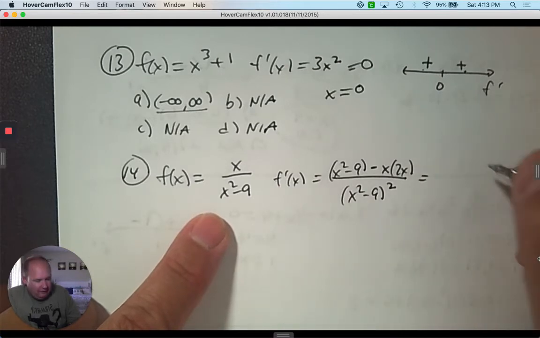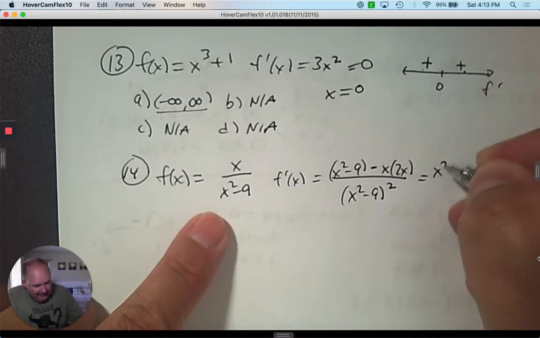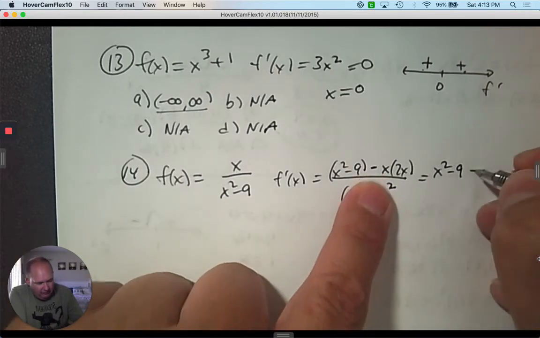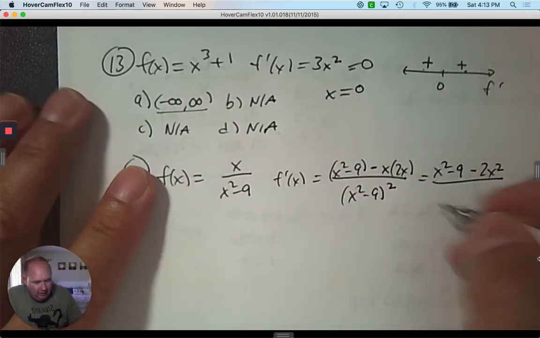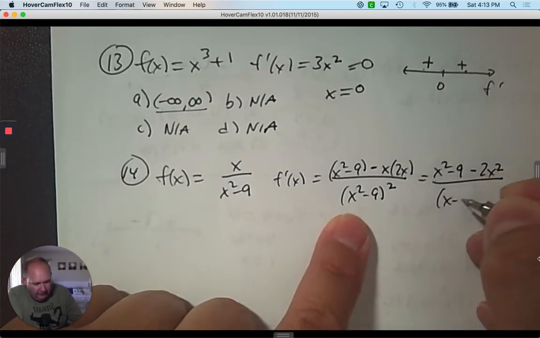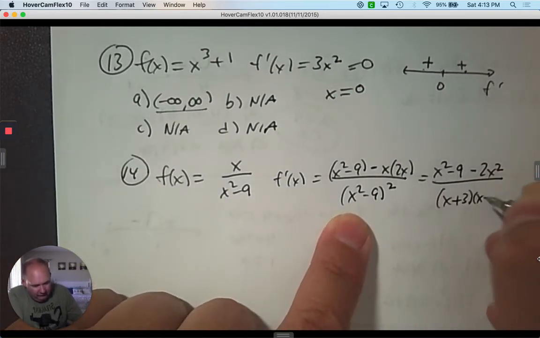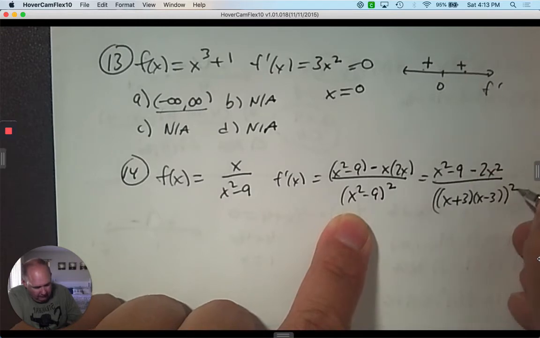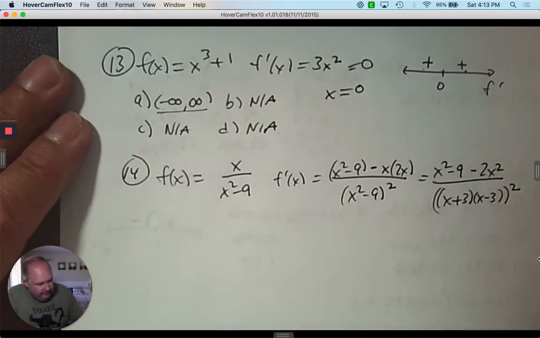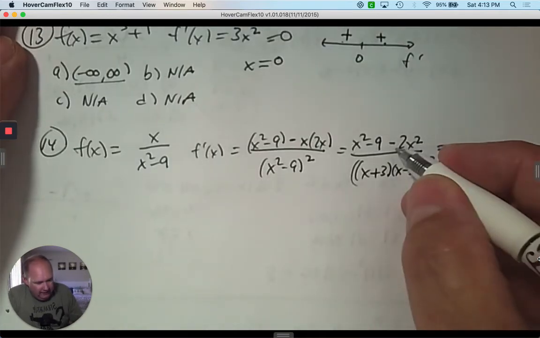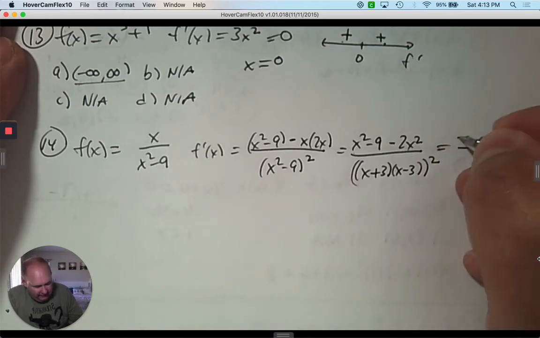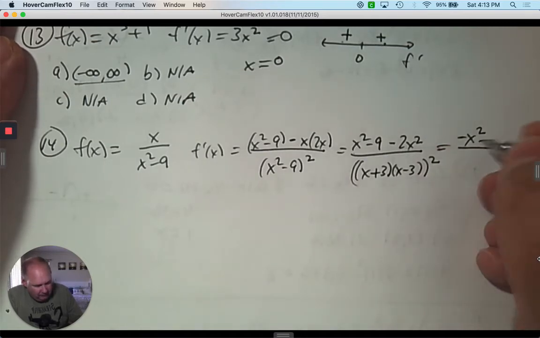So the best I can do here, this is x squared subtract 9, subtract 2x squared. And I think it's going to be helpful to factor the denominator. So x plus 3, x minus 3, all squared. And then the last step that's going to be helpful is to combine like terms on top for the derivative. So negative 2x squared plus 1 is negative 1x squared. Subtract 9.